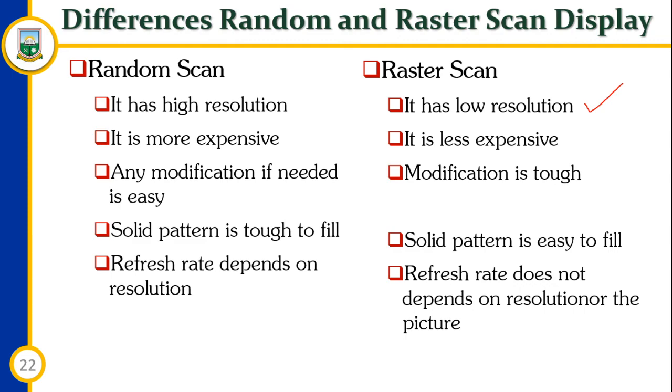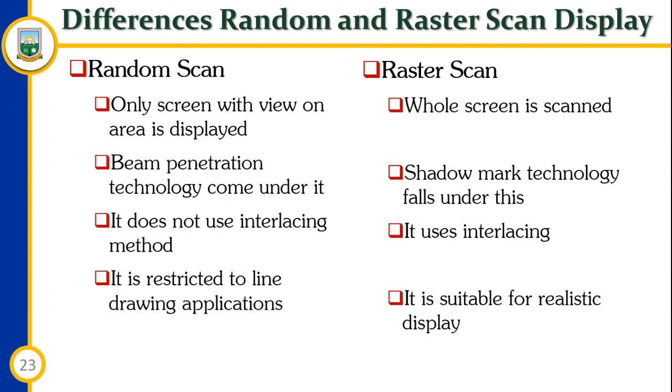So we have solid patterns that the random scan display comes out with, and these solid patterns are sometimes quite tough to fill. However, for a raster scan, the solid patterns are easy to fill. And of course, the refresh rate of the random scan depends on the resolution. However, for the raster scan, the refresh rate does not depend on the resolution or the picture. Still under these differences, these are four main differences that are also available between the random scan and the raster scan.